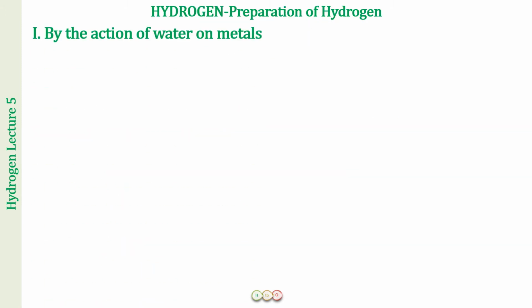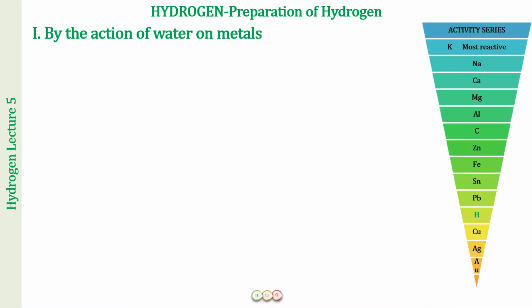The first method by which we can prepare hydrogen is by the action of water on metals. Here, please remember that the reactivity of the metals plays a very important role, and there is an order for the reactivity of metals. If you remember, you have learned an activity series for that. In this activity series, we arrange all these metals in order of their decreasing reactivity. The element on top is more reactive than the elements below it. You learned the significance of this reactivity series while studying displacement reactions in class 10th. I hope you all remember.